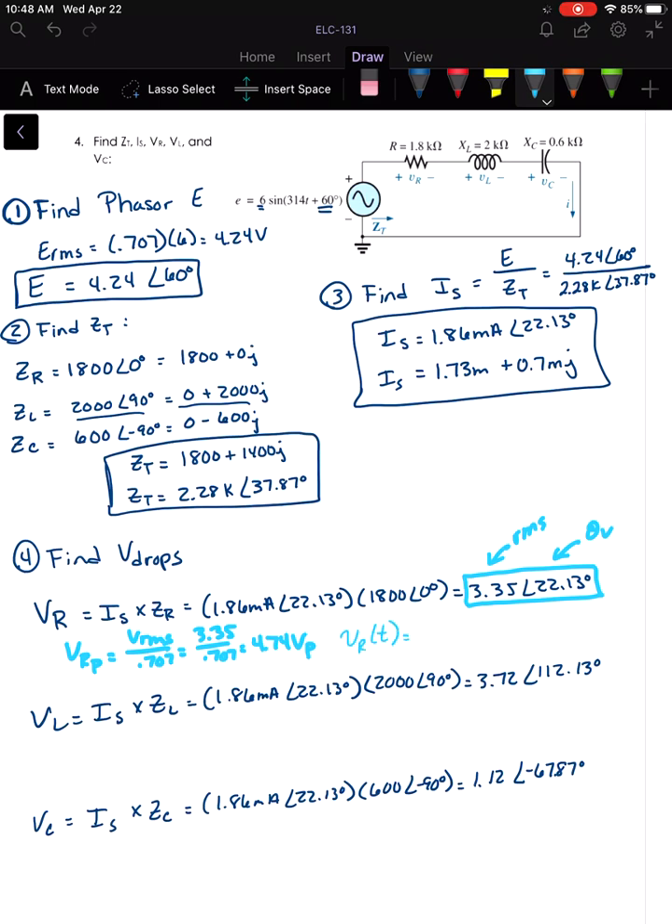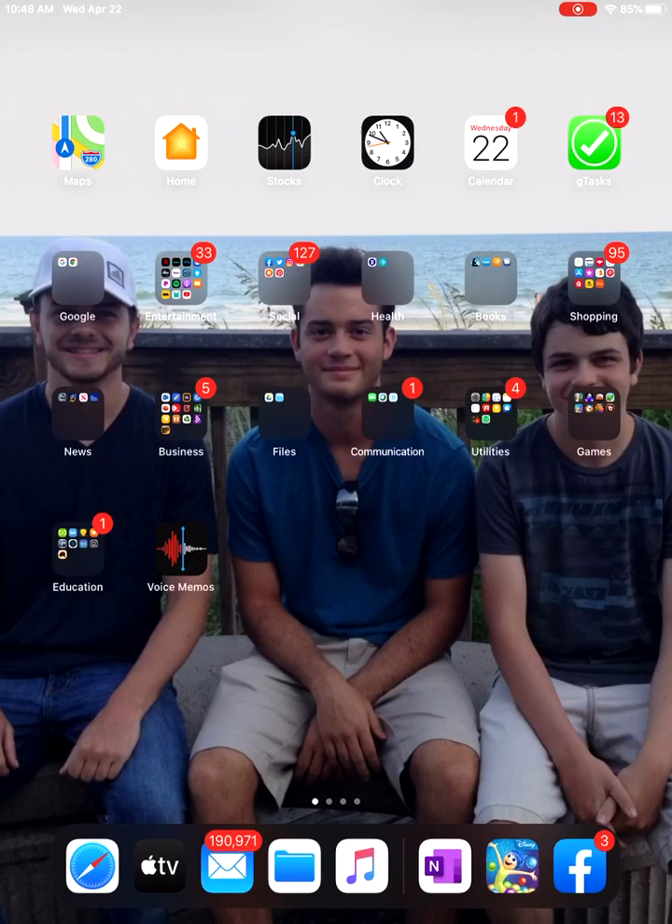Okay, so VR as a function of time would be 4.74 sine 314t. I'm getting that from the original equation up here, 314t, and then plus 22.13 degrees. That came straight from our phasor. And that would be the equation for the voltage that would result from this particular circuit with this applied voltage source.